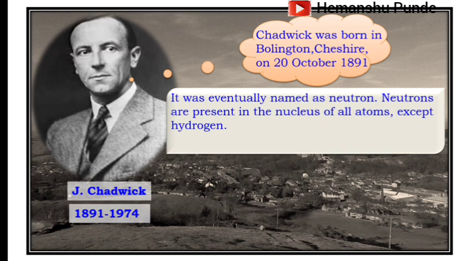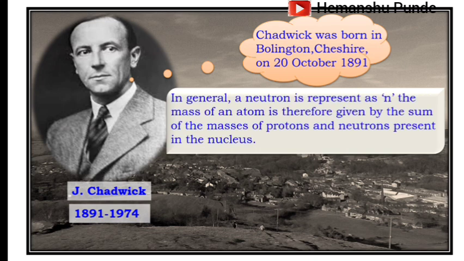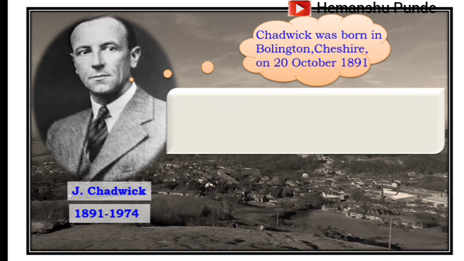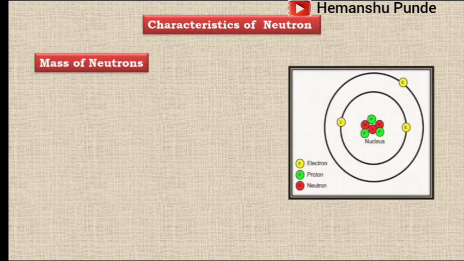Neutrons are present in the nucleus of all atoms except hydrogen. In general, a neutron is represented as n. The mass of an atom is therefore given by the sum of the masses of protons and neutrons present in the nucleus. Characteristics of neutron, mass of neutrons.